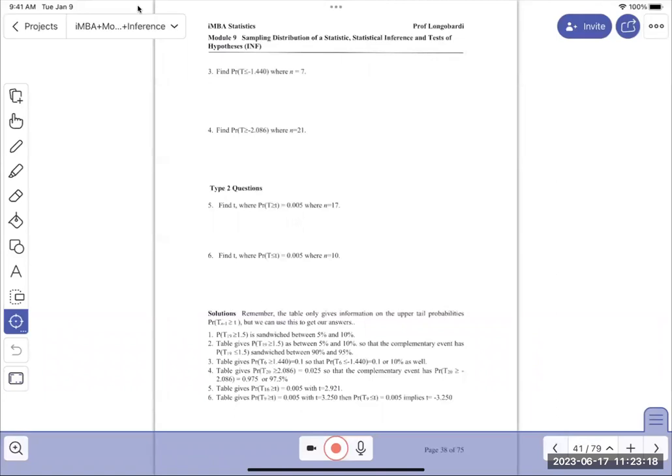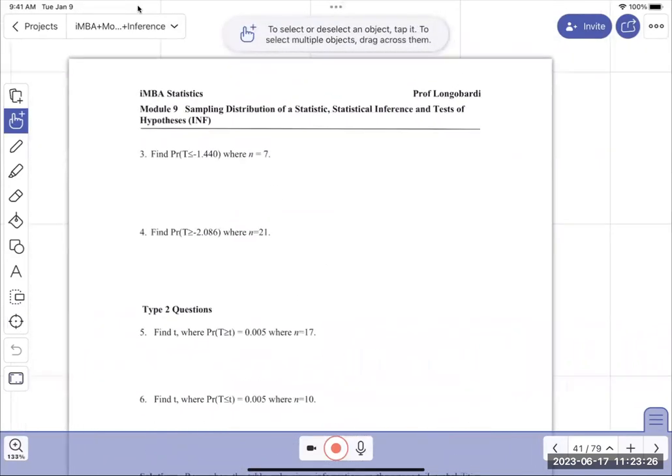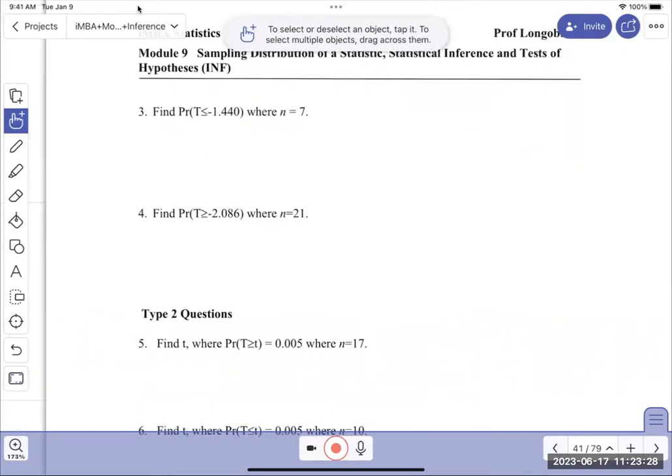Let me give you some time to do these 2, and then I'll do them, and then we'll try the other 2. So try these. Did anybody get this far in their review?